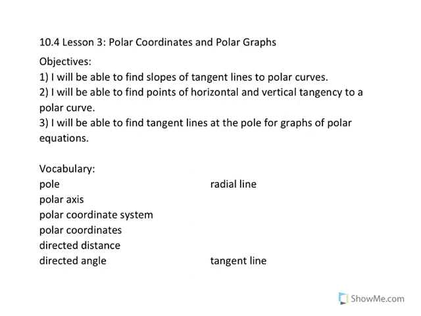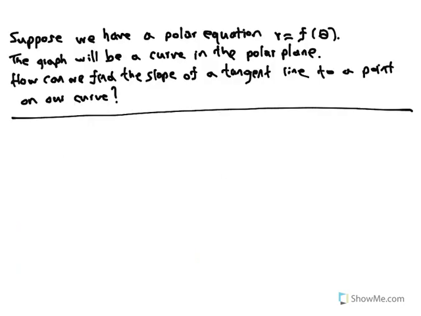And we have our vocabulary that we went over in earlier lessons. And of course, we're also discussing tangent lines today. So for the first objective, suppose we have a polar equation r is equal to f of theta. The graph will be a curve in the polar plane, and the question is, how can we find the slope of a tangent line to a point on our curve?